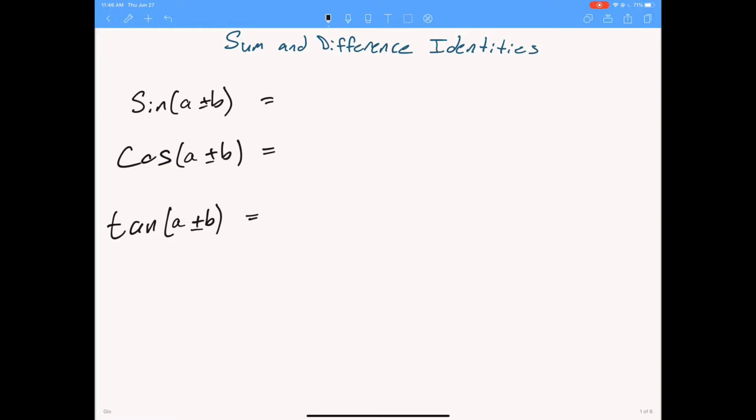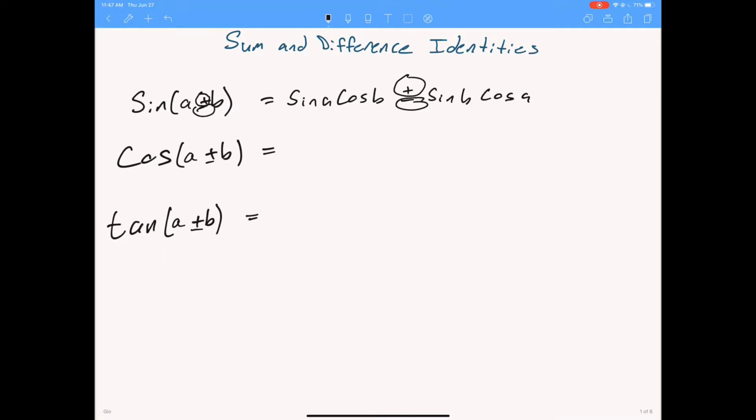So, sine of A plus or minus B will be sine A cosine B plus or minus sine B cosine A. So if we have a plus inside here, then we'll have a plus out here. If we have a minus, then we'll follow the minus sign.